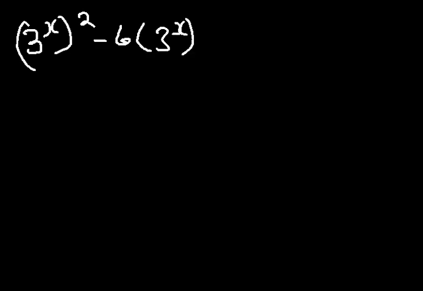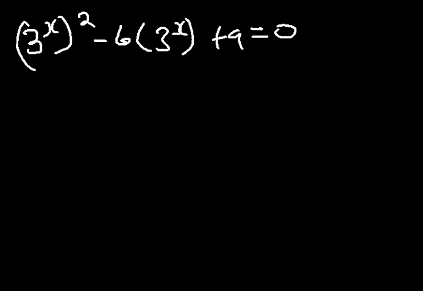And also I'll reset this as well. How about, let's say, if we have 3^x squared minus 6 times 3^x plus 9 equals 0. Now how should you be able to solve for x in this case?